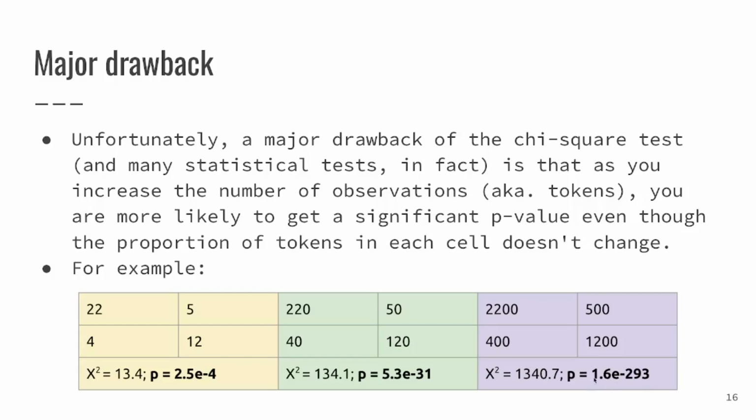So now we have a p-value of 1.6 times 10 to the negative 293. Again, that means you move that decimal point 293 times to the left. So we have a decimal point, 292 zeros, and then 16. Now, it's interesting because the proportion between the two variables hasn't changed at all. And so that's a major drawback of the chi-square test.